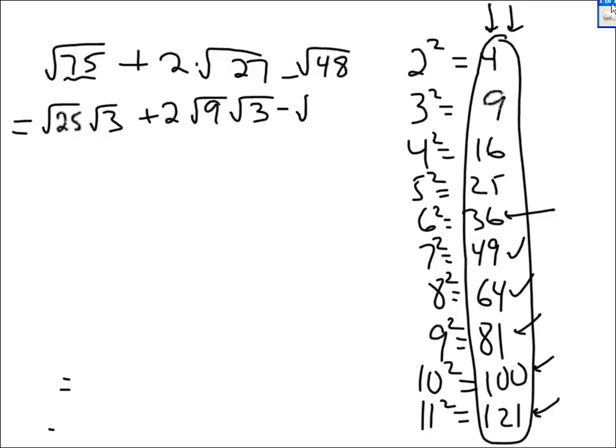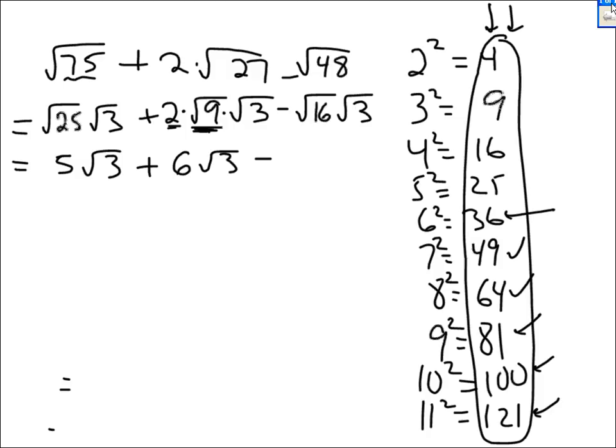48. The largest number on our list that goes into 48 is 16. It goes in 3 times. The square root of 25 is 5, square root of 3. Plus, the square root of 9 is 3. Remember, we're multiplying. 2 times 3 is 6 times the square root of 3. Minus, square root of 16 is 4 times the square root of 3.